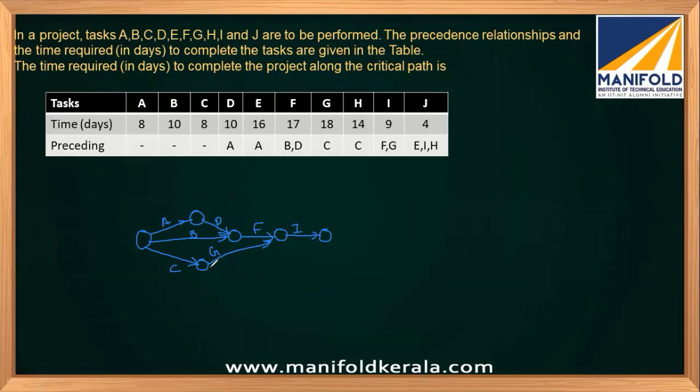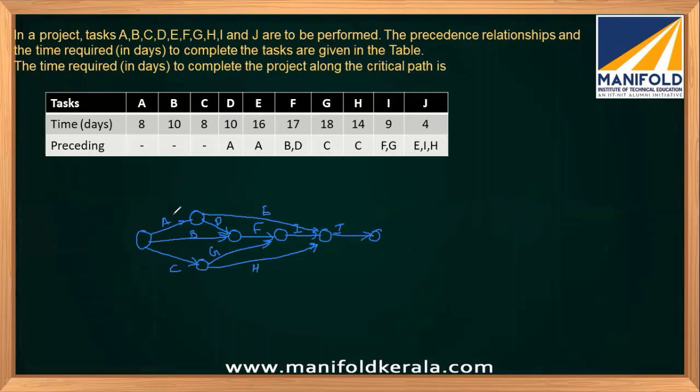There is another activity happening from C, which is H. E is from A. E, I and H are merging to form J. Generally we use straight lines, but for the drawing purpose, to understand, I'm not using straight lines. So this is H, this is E, and I.